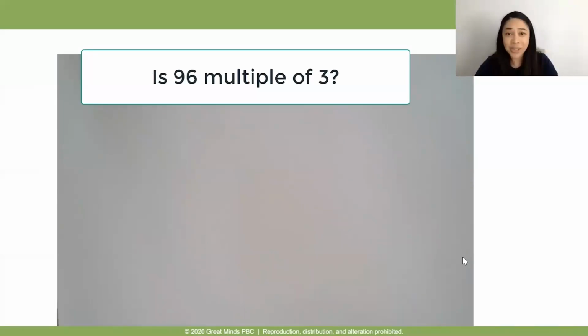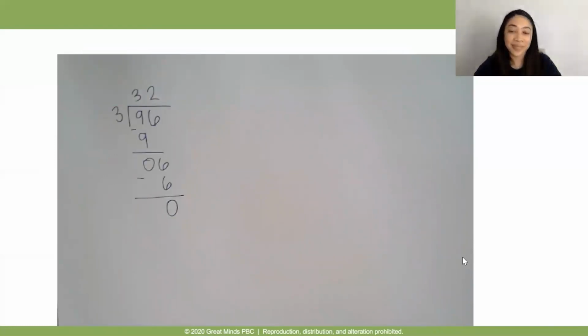What can we do if we're not sure? We can use long division to see if 96 is divisible by 3. Go ahead and pause the video here to use long division to determine if 96 is a multiple of 3. We'll compare afterwards. So is 96 a multiple of 3? Yes, it is. Here we can see that 96 divided by 3 equals 32 with no remainder.